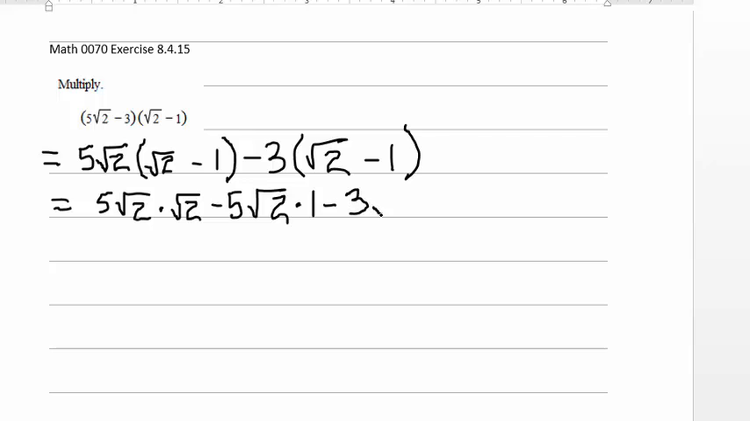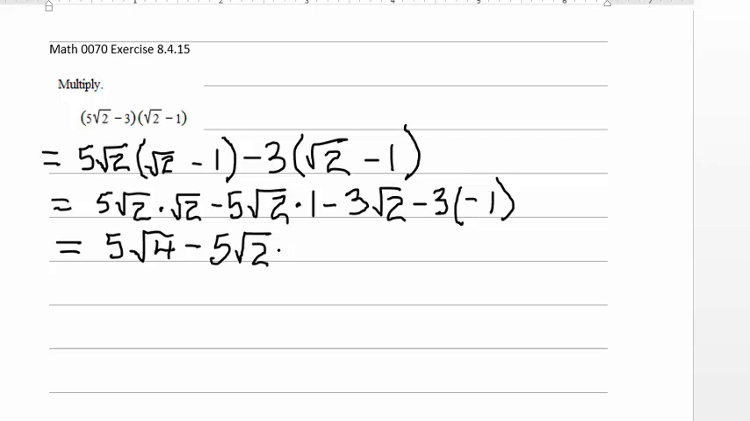Now negative 3 needs to be multiplied by the square root of 2. And negative 3 needs to be multiplied by negative 1. So this is 5 times the square root of 4. Negative 5 square root of 2 times 1 is negative 5 square root of 2. Minus 3 square root of 2. Minus 3 times minus 1, which is plus 3. So square root of 4 is 2. So this is 5 times 2.